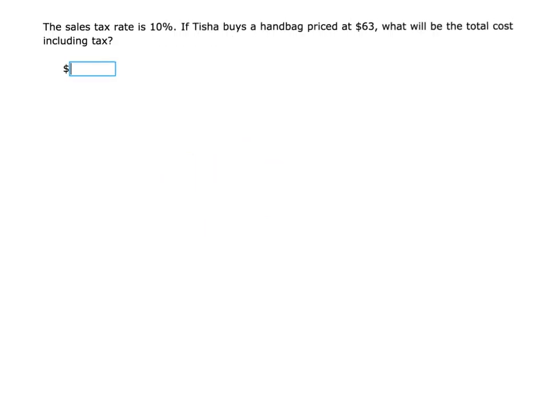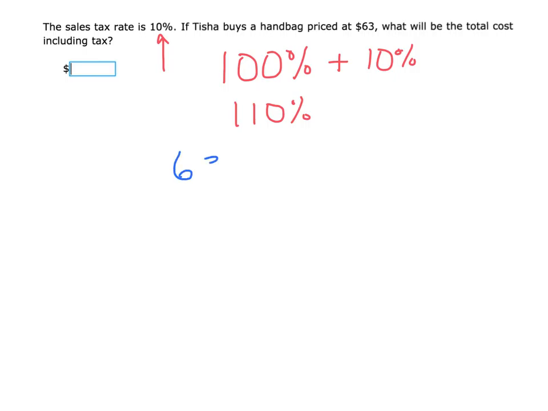Okay, now we're talking about adding a sales tax, but it's only 10%. So I've got the cost of the handbag plus an additional 10%. So hopefully by now you're starting to see this is actually a pretty simple process, really. As long as you remember how to turn a percentage back into a decimal before you multiply, we're going to take the $63 cost and multiply not by 110, but by 1.10.